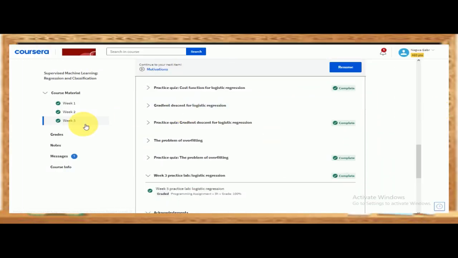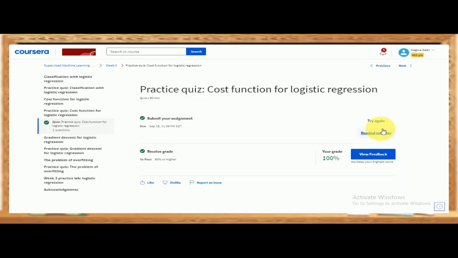Hi guys, we're here in week 3 for the first course, Supervised Machine Learning: Regression and Classification. We will try with you the quiz of cost function for logistic regression. We go there. I will try again with you.